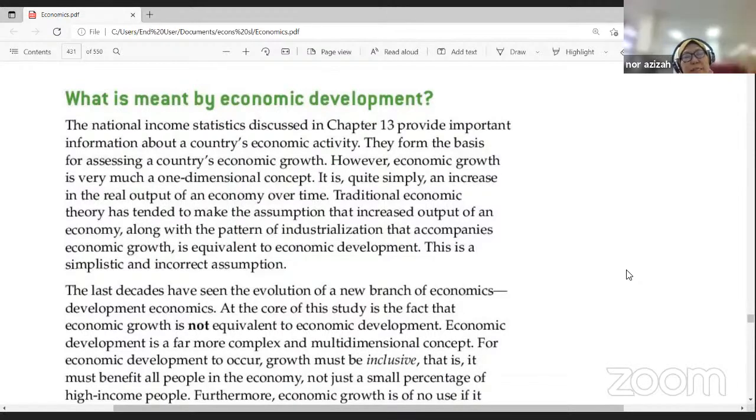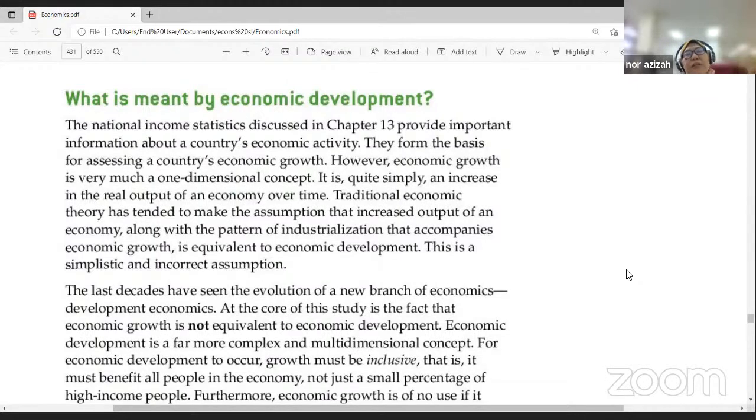So to make it simple here, economic growth is not economic development. For economic growth, we were looking at the national output, real output produced, national income produced. And since we are looking at figures, we only look at the monetary rates, we only look at that. We say it's a one-dimensional concept. We are looking at one factor.